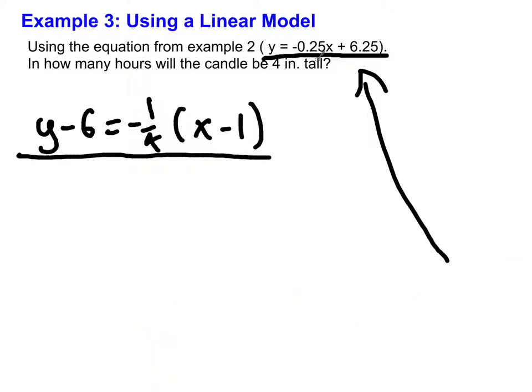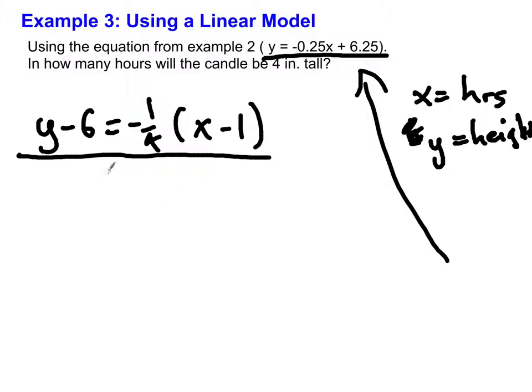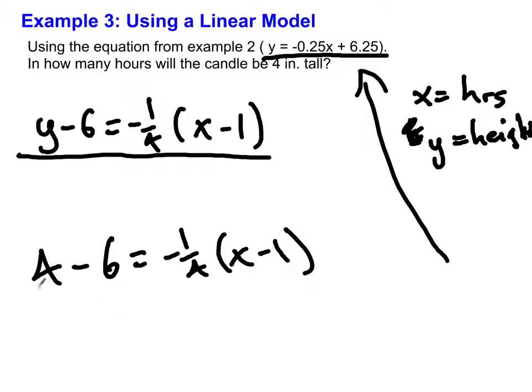In how many hours will the candle be 4 inches tall? Remember, hours are our x value, x is in hours, and height, y is the height. Hours and height. So when they give us this value 4 inches tall, that is a y value. So I come over here and plug it in for y. And now I'm going to solve for x. 4 minus 6 is 2. Distribute that. Negative 1/4 x plus 1/4.